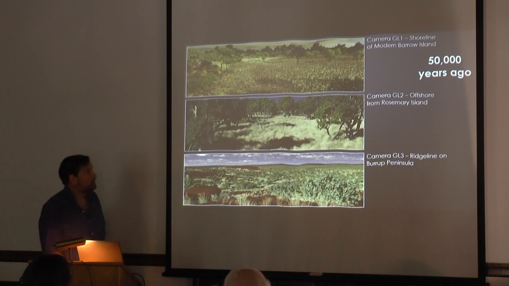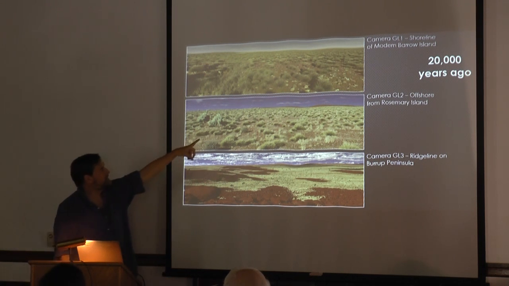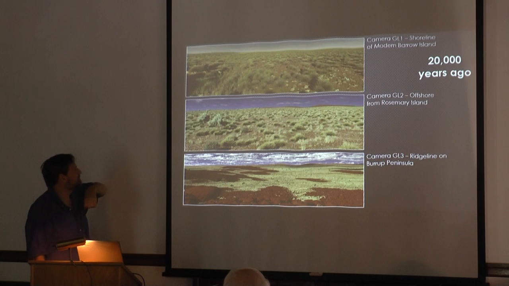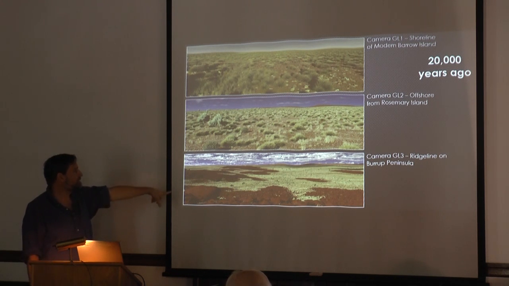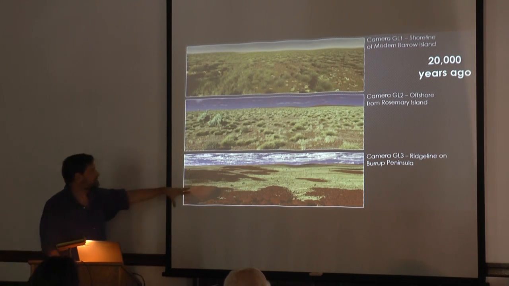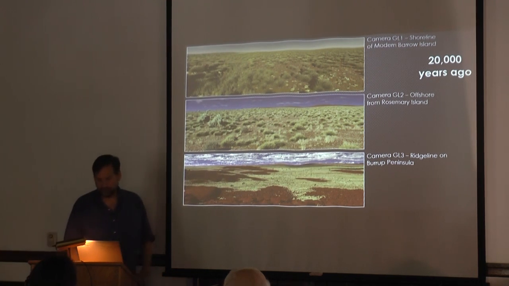When we get to 20,000 years ago, it's a lot drier. At the top, it's this grassland environment. There's a skeleton of a thylacine over on the right that I inserted as well. This is a rocky area offshore of Rosemary Island, and the Burrup Peninsula. You can see the rocks exposed here. These rocks on Murujuga are about 2 billion years old.